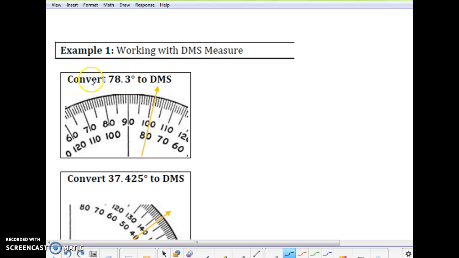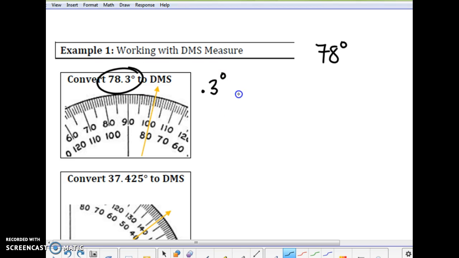So this is 78.3, and we're going to convert this into degrees, minutes, seconds. This is in decimal degree. This is the normal way that we look at it. Now, no matter what, this is going to stay 78 degrees. Okay, we have to take this decimal part, and that's where my minutes and my seconds come in.